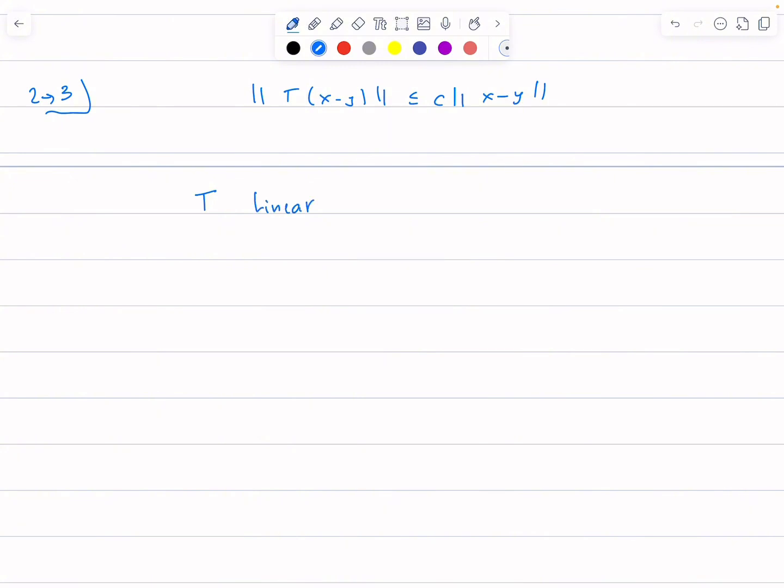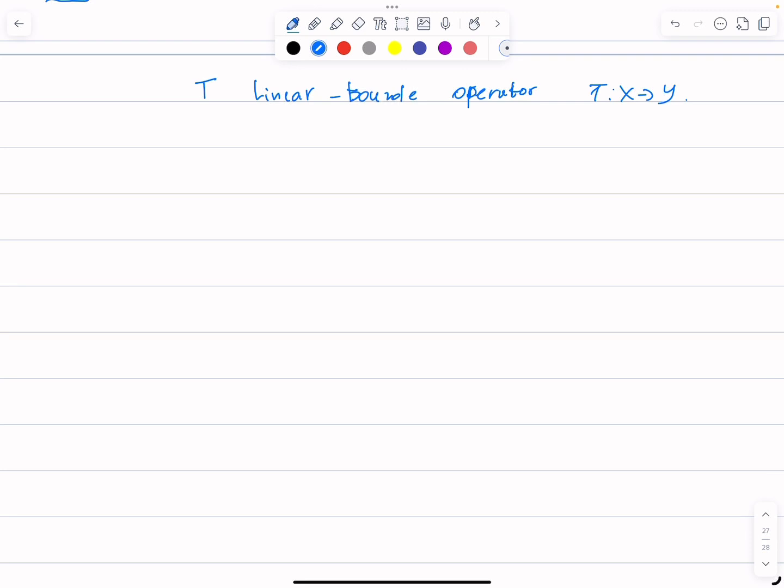We said bounded operator T from X to Y. Then what is the operator norm? The operator norm of T is equal to the supremum of the norm of Tx in Y divided by the norm of x in X, for all x in X when x is not equal to 0.